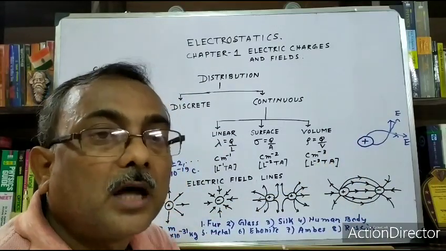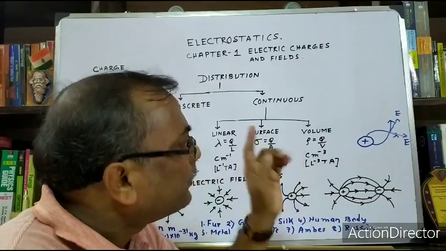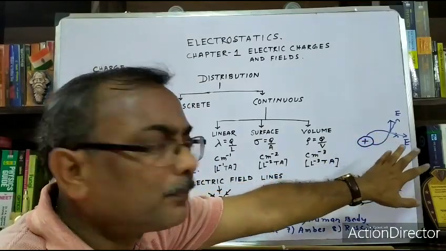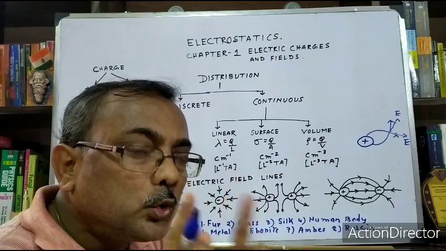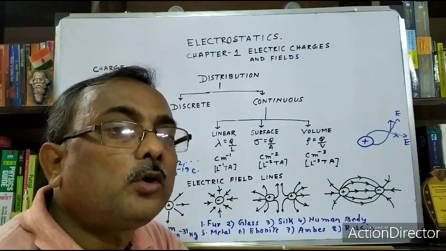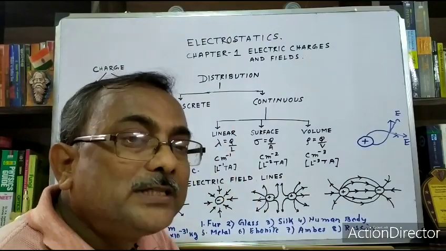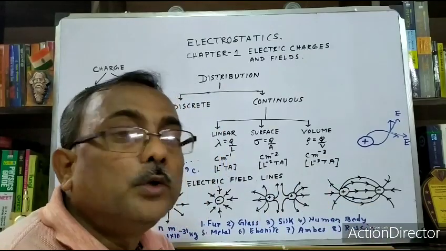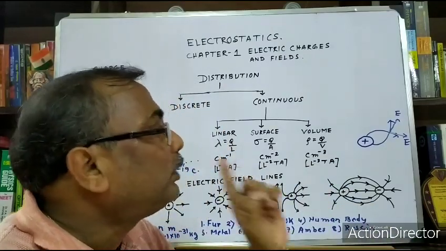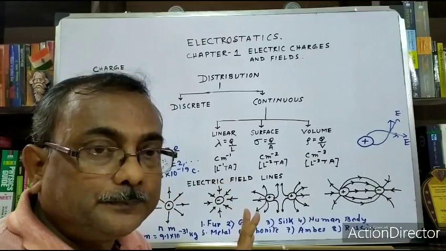Once again, I am repeating the answer to this question. Suppose two field lines intersect. At the point of intersection, two tangents can be drawn on the two field lines, which give two directions of electric field, which is absurd. So that is why two electric field lines will never intersect.